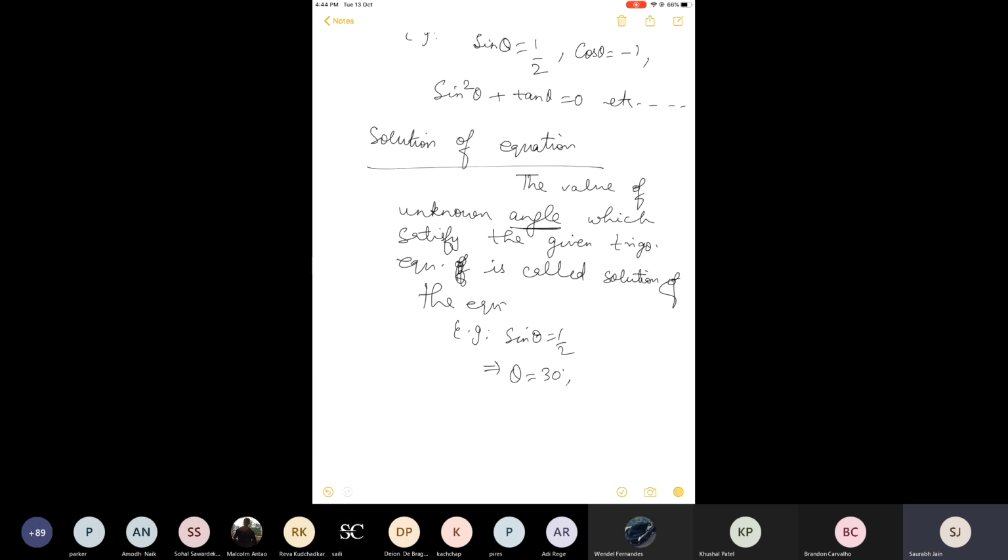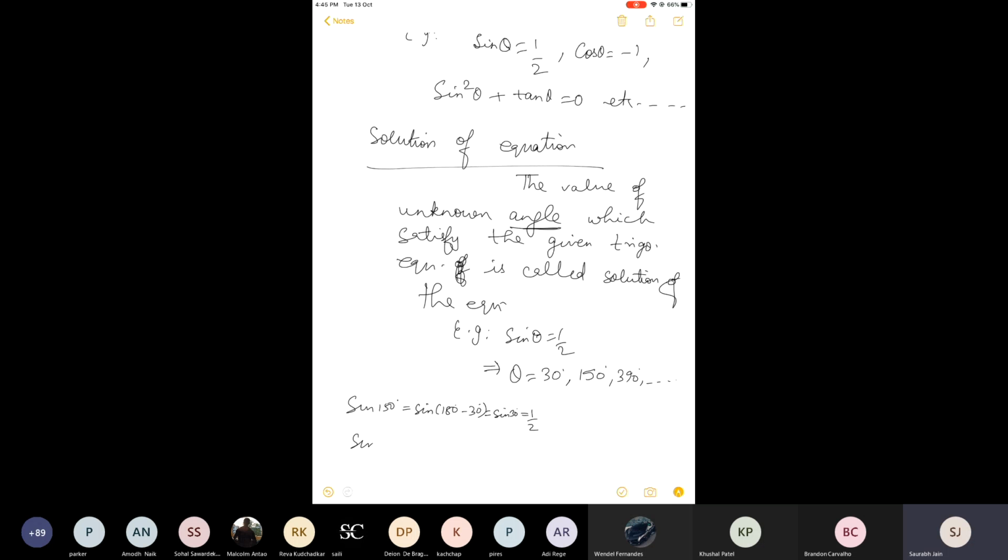So theta is equal to 30 degrees, then theta equals 150, then 390, and so on. Sine 30 degrees is half, we already know this. Sine 150 degrees is sine of 180 minus 30, and using the reduction formula, this will become equal to sine 30, which is ultimately equal to half.